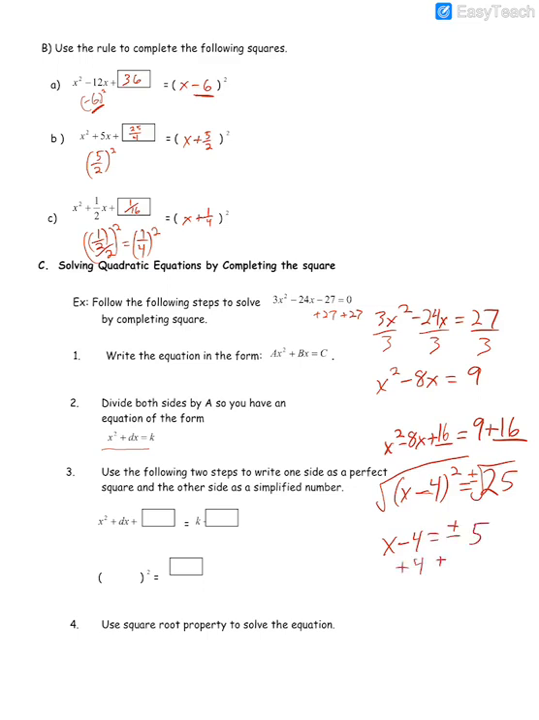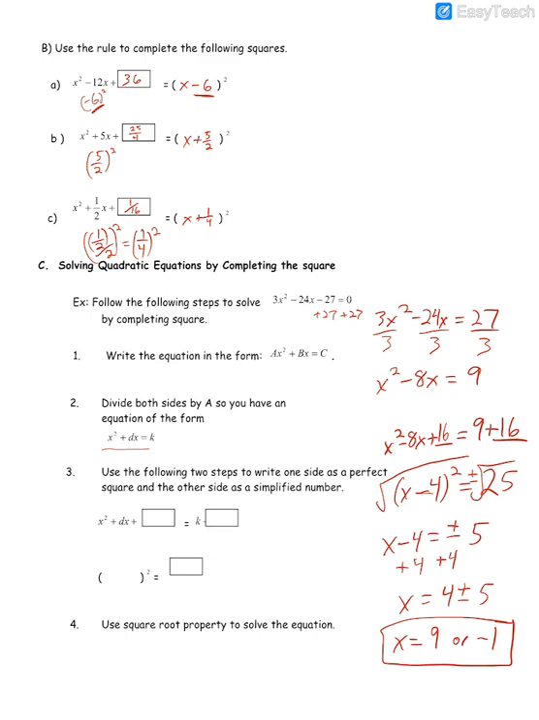Let's add 4 to the other side. X equals 4 plus or minus 5. When I take the high road, I get 4 plus 5 is 9. Or take the low road, 4 minus 5 gives me negative 1. 2 different answers. So that's a quick little look at solving by completing the square.